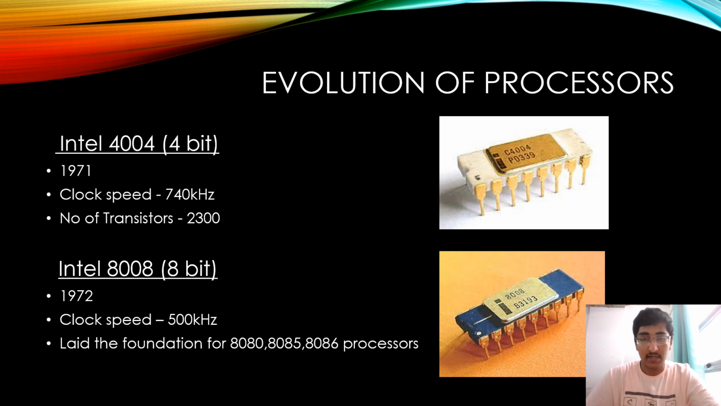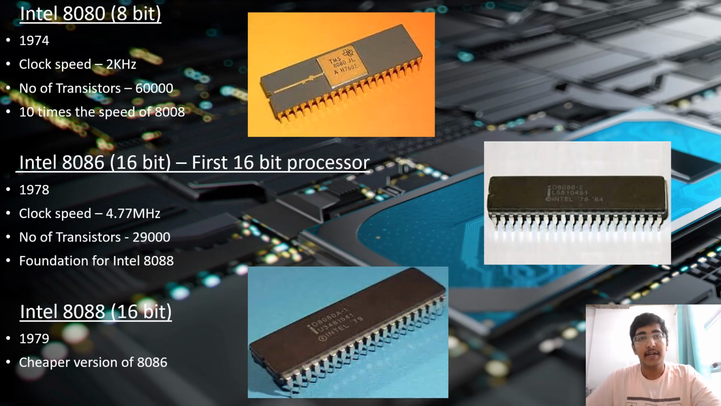Moving on to the next one, which is the Intel 8080. This is again an 8-bit processor and it was developed in 1974 with a clock speed of 2 kilohertz, and the number of transistors that it had was 60,000. This processor had a speed that was 10 times the speed of the Intel 8008. Now it was faster than the Intel 4004 as well as the 8008.